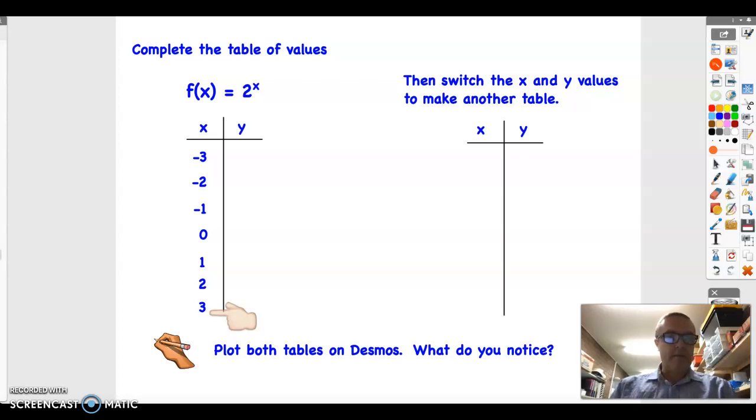What I'd like you to do after that is take that table and simply switch around the columns. So all of these x values, I'd like you to put those in a second table under the y column, and vice versa. All of the y values in the first table, place them as the x values in the second table. When you've got your two tables, you can open Desmos or some similar technology, and I'd like you to plot those graphs and have a think about the question, what do you notice? So now's a good time to pause the video.